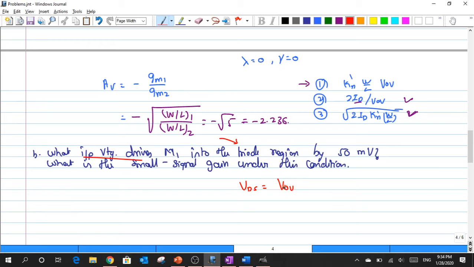Now let us try to fix this. My VDS value would be written as VDS minus this 50 millivolt equal to VOV. This condition ensures that my transistor M1 enters the linear region. So I have lowered this value of VDS by 50 millivolt. Hope that it makes sense.